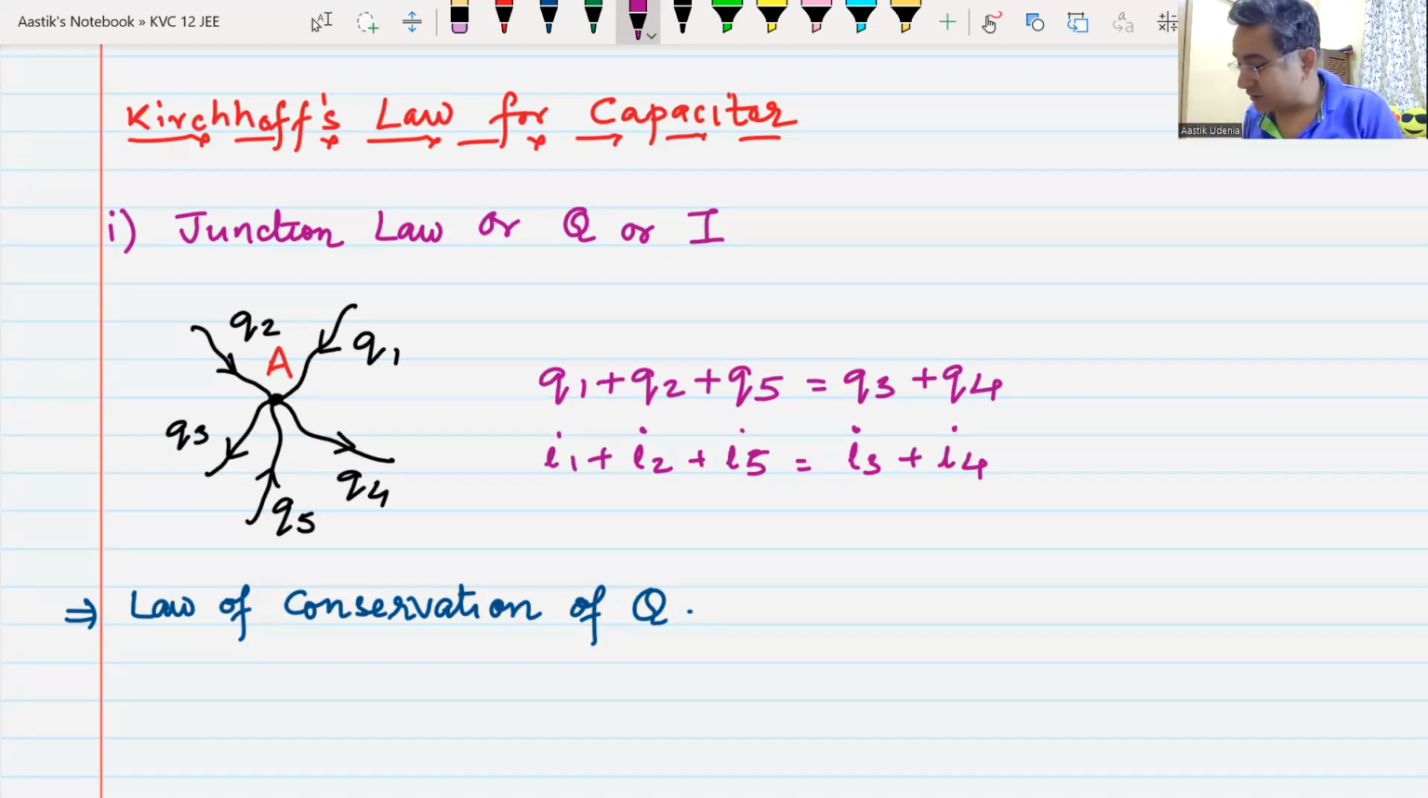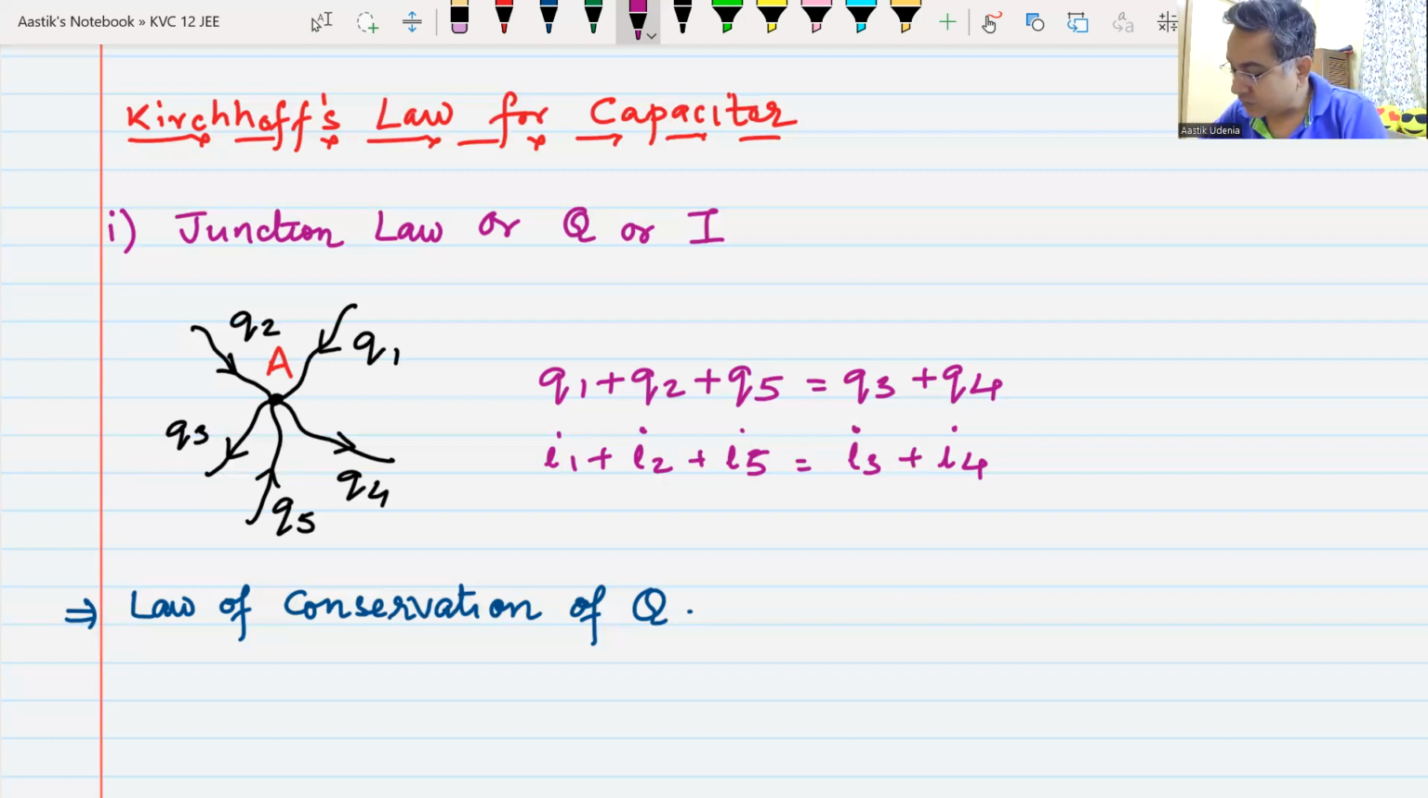How is the junction law written? How is the loop law written? It is always applied in a loop. So it says that the summation of all the potential drop across all the elements in a closed loop, if you move in a closed loop, is 0.